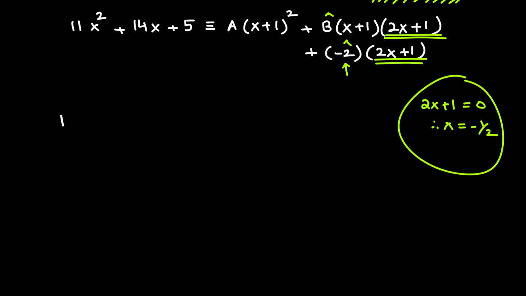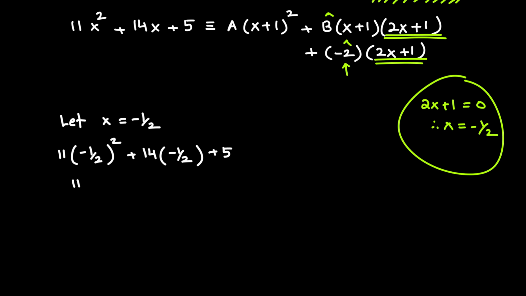So therefore, let x equal -half. 11 into -half whole square. 14 into -half plus 5. That's 11 multiplied with 1 over 4. That is 14 into -half is -7 plus 5.